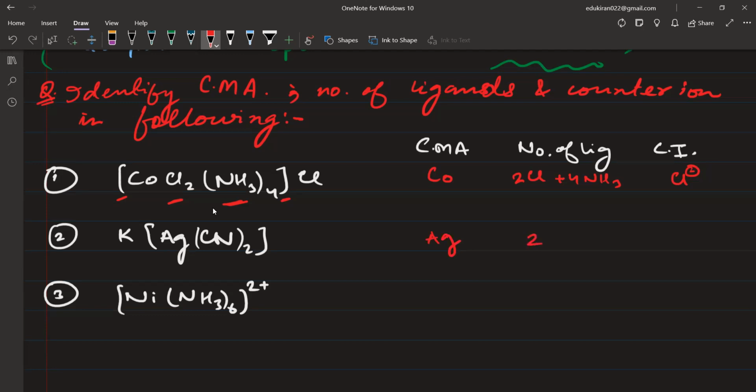So in the second one, the central metal atom is Ag. Number of ligands is 2, and those two ligands are 2CN, cyanide. And the counter ion is going to be K plus. Now then we have central metal atom as nickel here, and the number of ligands is 6 NH3 molecules, and we don't have any counter ion here.